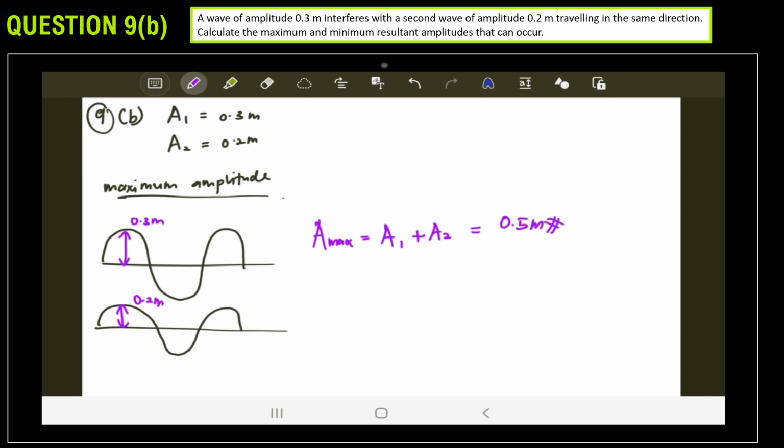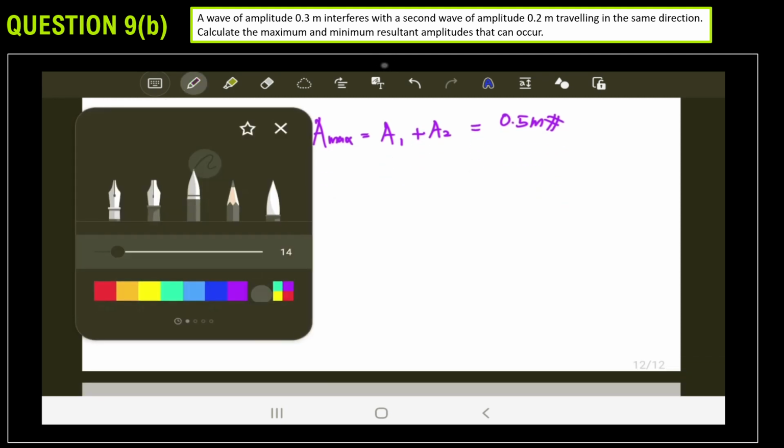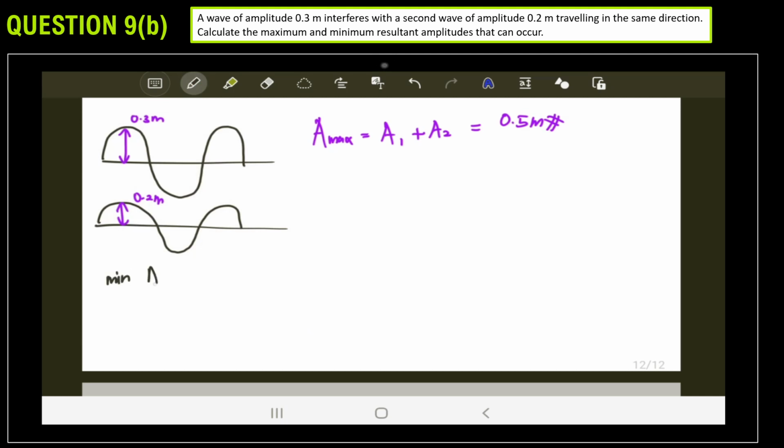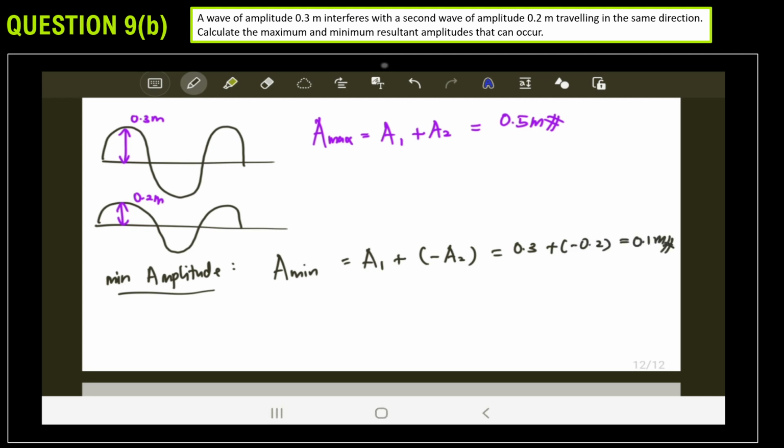And how about the minimum resultant? The minimum amplitude should be A1 plus negative A2. So 0.3 plus negative 0.2, it's equal to 0.1 meter. So this is the smaller amplitude compared to this one. Here we just have 2 marks, so 1 mark each. So the answer is 0.5 meter and then 0.1 meter.